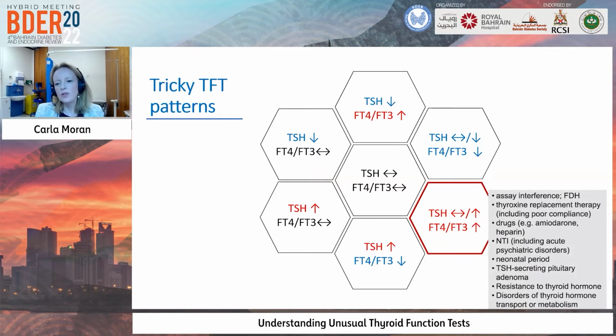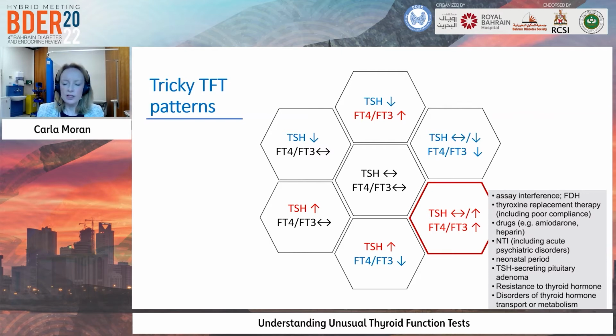The last pattern I'm going to discuss is that of a raised T4 with the TSH in the normal range, or sometimes can be raised. And of all the referrals I get for funny TFTs, I think this is the pattern that causes the most difficulty. So I have a few cases to discuss when we think about this pattern. So the number one differential diagnosis in my mind for this pattern is assay interference. And it's the first thing really to exclude.